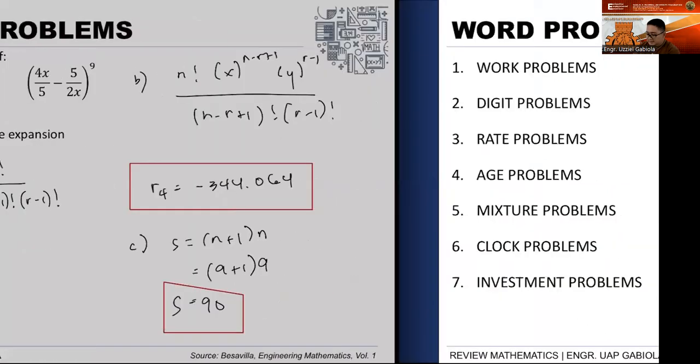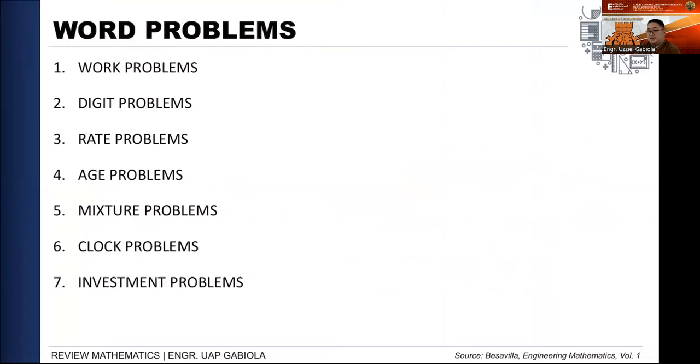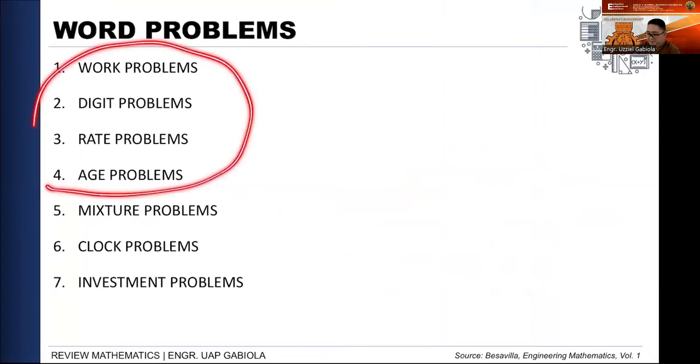Right, next is punta tayo sa word problems natin. So I think we can discuss hanggang age problem, hanggang age lang pala, no? Then we will have some examples, okay?